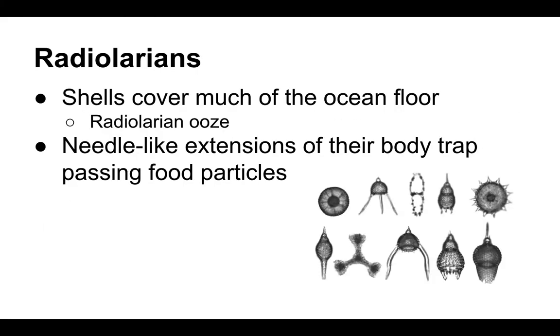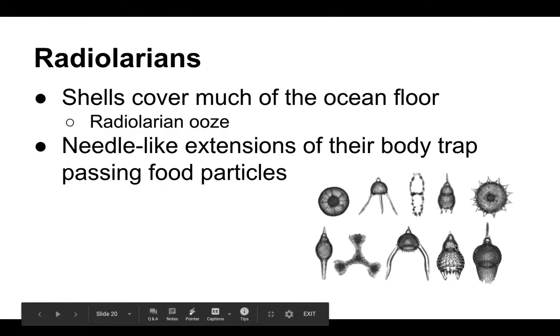The second one, radiolarians. They look kind of neat, so that's one reason that I included them. They also have shells, and they cover a lot of the ocean floor. It's called radiolarian ooze. So we'll see that when we watch videos from the ocean floor in that dark zone. This dusty kind of stuff that looks there, that's actually the shells of these guys. They have needle-like extensions of their body to trap, almost like a net, passing food particles that they then pass into their bodies, into the cell to digest.